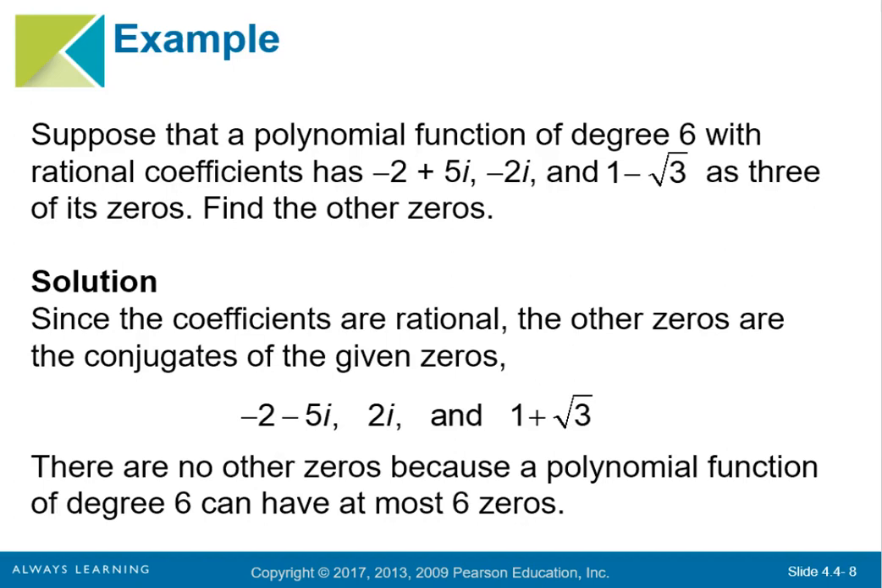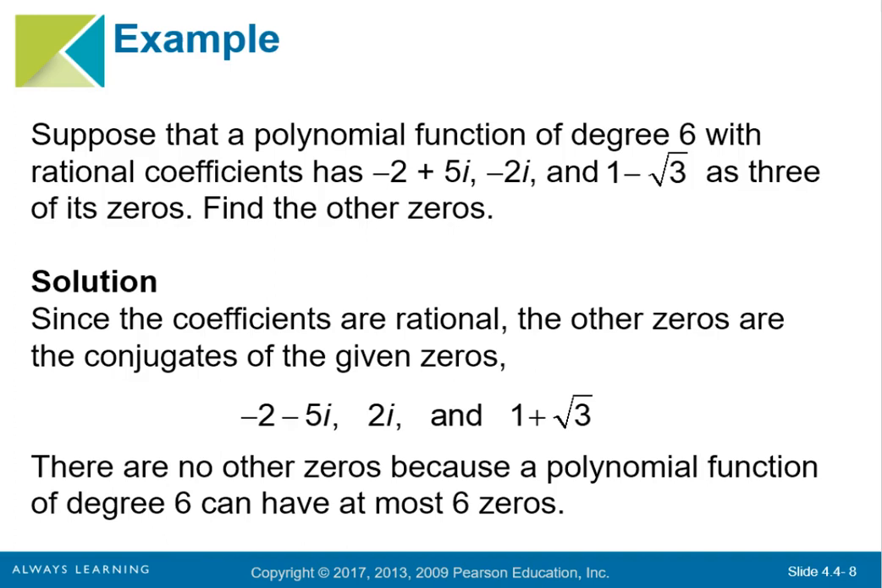All right, so we're going to look at a polynomial function of degree 6 with rational coefficients. And they give us some zeros. We have 2 plus 5i, that's one number. We have -2i, that's another number. And we have 1 minus square root of 3. Those are 3 of the zeros. So the other 3 zeros are the conjugates.